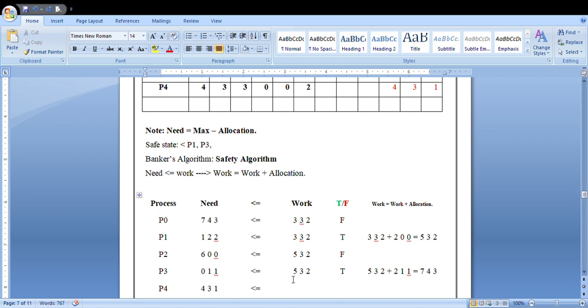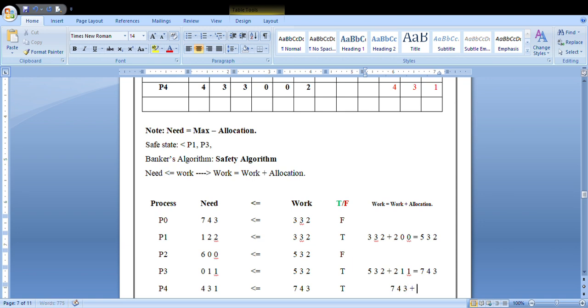Now P4, what is the available value, the new updated available value? 743. This is the new available value. You have to check whether the condition is true or false. 431 is lesser than 743. The condition becomes true. Now you have to calculate the new available value.